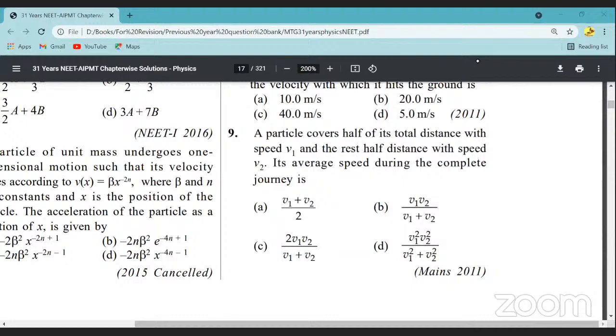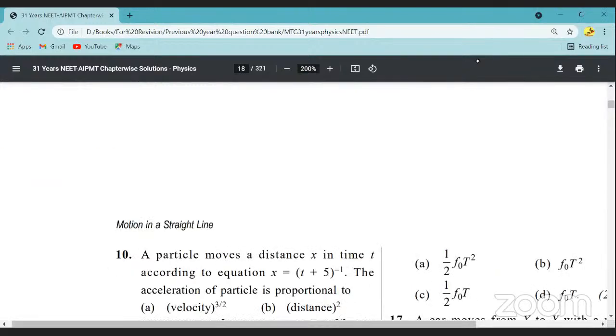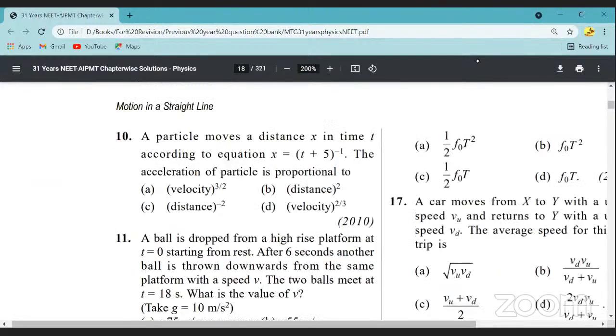Question 10. Solve this. Sir, A. Abhijit is telling A. Others prove him wrong. Sir, I don't have the answer. Okay, let's calculate.